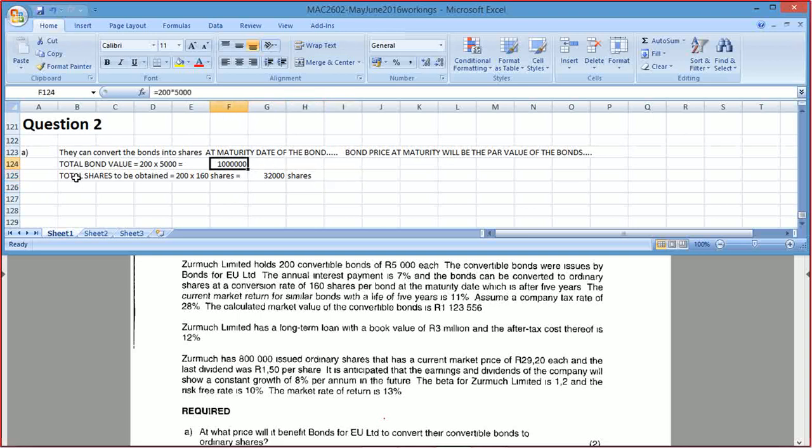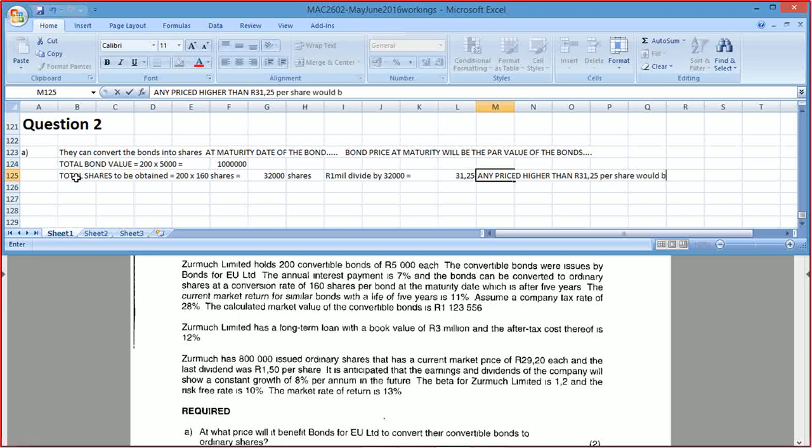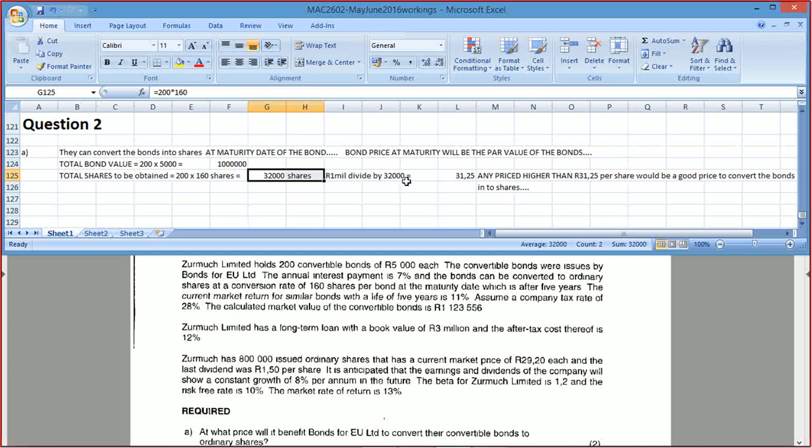And obviously those bonds are worth $1 million. So 1 million divided by 32,000 shares equals 31.25. So any price higher than 31.25 per share would be a good price to convert the bonds into shares. Does that make sense? Yes, sir. Because if the price of the shares is worth more than 31.25, that means my bonds should be converted to shares, because those shares are going to be worth more than $1 million. Yes, sir. Okay.